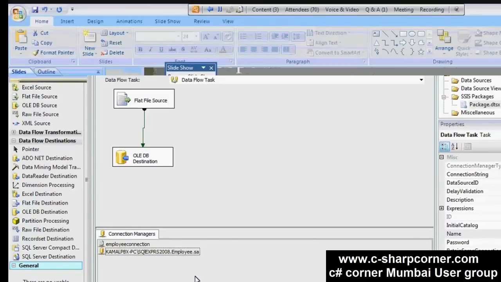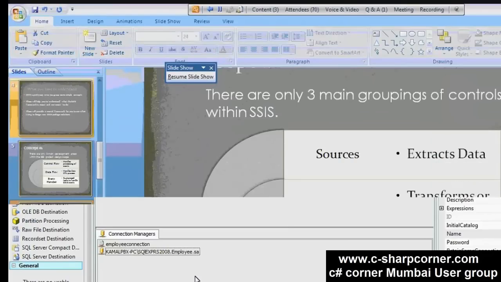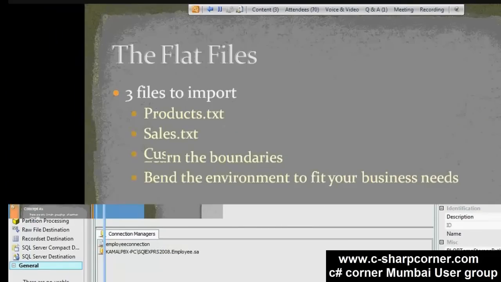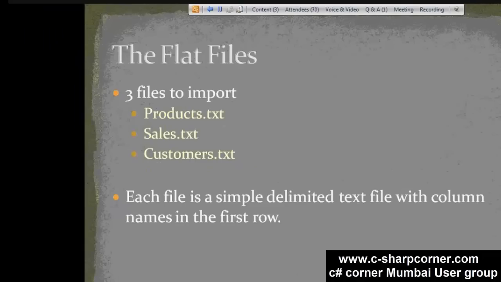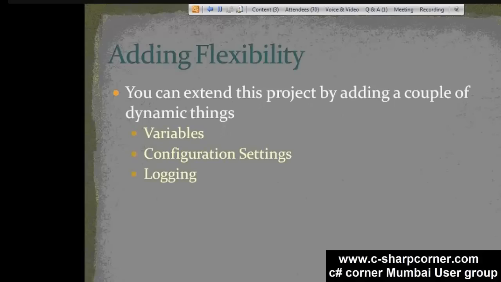What I was talking about, this control flow and data flow, is where you can create your own controls and all that. I was talking about the flat files. You may have your products, sales, customers.txt, and you can create your file delimited with tabs, commas and all that. There are more new features and flexibility, but I cannot cover all those in a single day. But as I said, we can make our own custom code controls based on our requirements. We can also use variables, configuration settings, logging and all that.